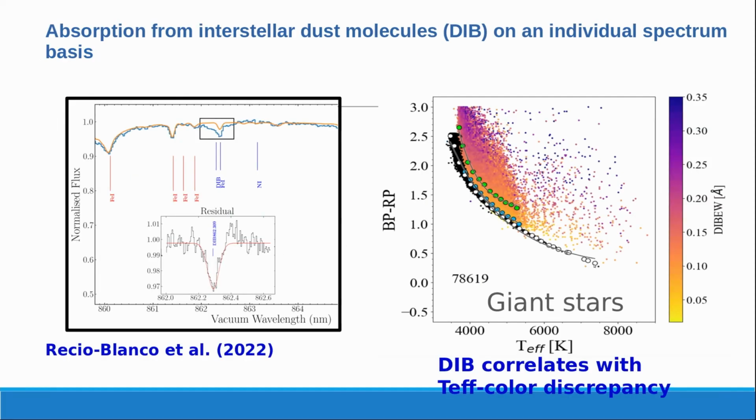This is a result concerning the DIB. Here we have the color, while here we have the effective temperature, and you can see that the DIB informs about the deviation from the theoretical law expected from the Casagrande relation. As the DIB increases, the difference with the synthetic law is larger.